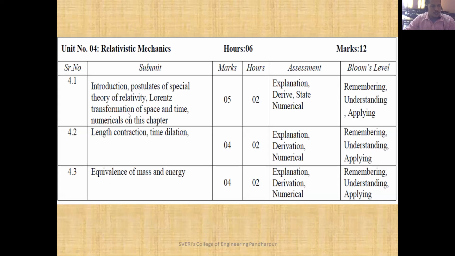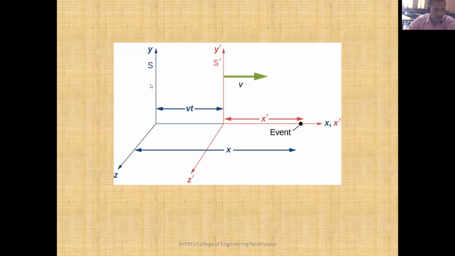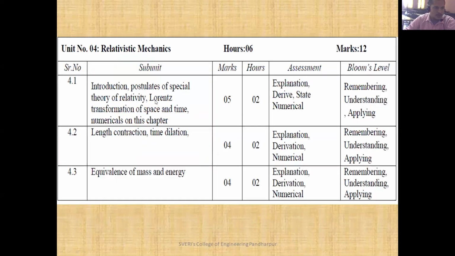त्याच्यानंतर लॉरेन्स ट्रान्सफॉर्मेशन इक्वेशन आहे स्पेस आणि टाईमसाठी, म्हणजे मागाशी जे तुम्हाला म्हटलं मी की 4 कोऑर्डिनेट्स आहेत x, y, z आणि t, तसंच x', y', z' आणि t'. तर ते आपण लॉरेन्स ट्रान्सफॉर्मेशनमध्ये बघणार आहोत.